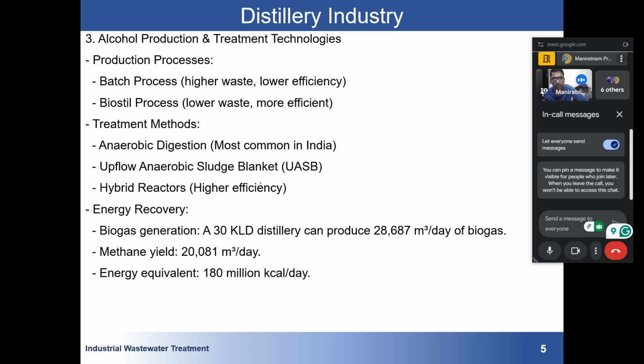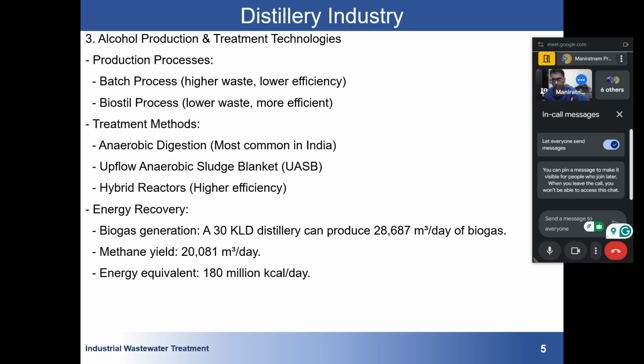Hybrid reactors have higher efficiency, and they consist of several things. I don't exactly recall what the hybrid consists of, but you can see that its efficiency is very high. The full name is hybrid anaerobic reactor, HAR, or AHR. Sometimes both terms are used.